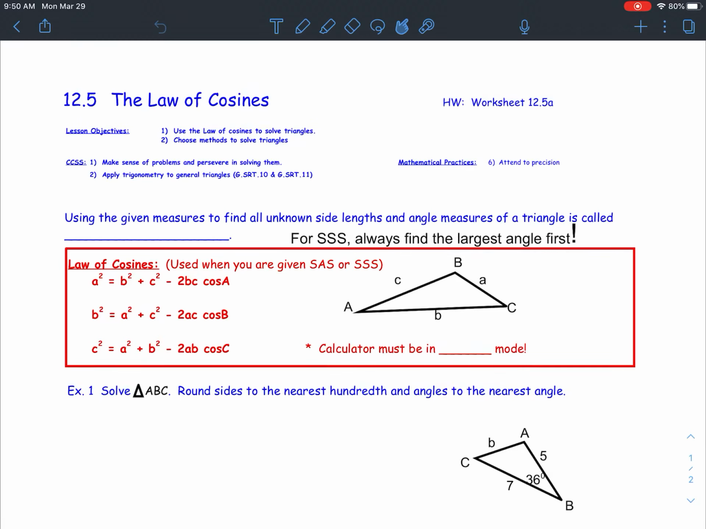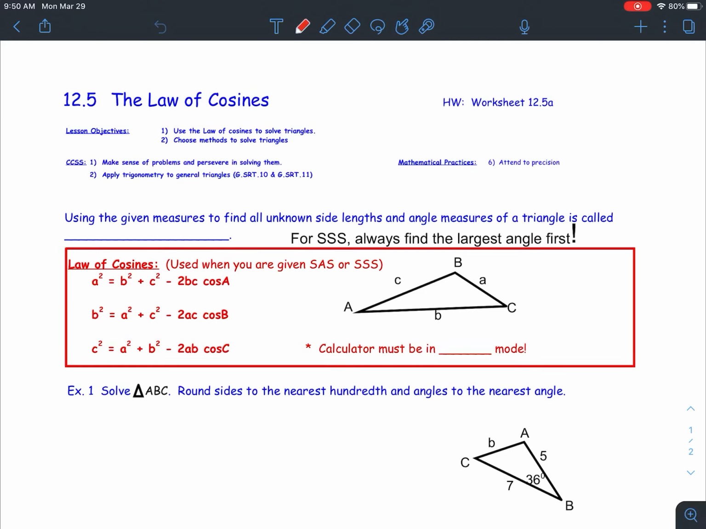Okay, today we're going to be starting section 12.5, talking about the law of cosines. The law of cosines is a little bit more complicated than the law of sines. So we only use the law of cosines when we're not able to use the law of sines.